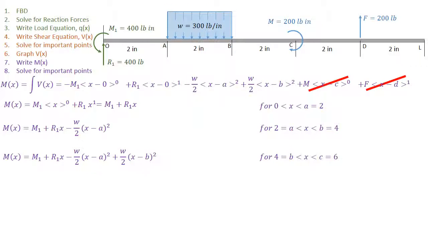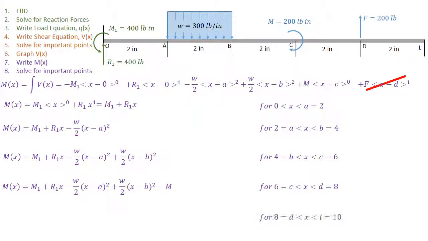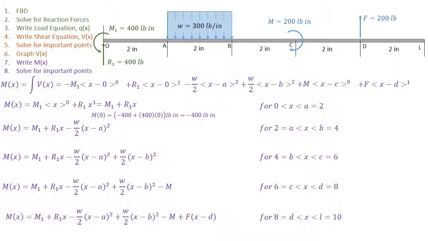From 4 to 6, it looks like it's a quadratic equation, but if I look carefully, I'll see that this first x term, this x squared times minus w over 2, will be balanced by this x squared by positive w over 2. They'll cancel each other out, and this will actually be a linear section of the graph. From 6 to 8, I'll add the concentrated moment, and then from 8 to 10, I'll add the contribution because of the concentrated force.